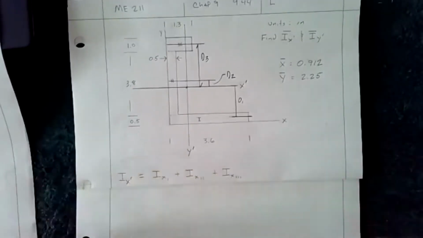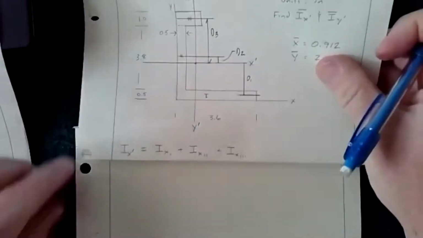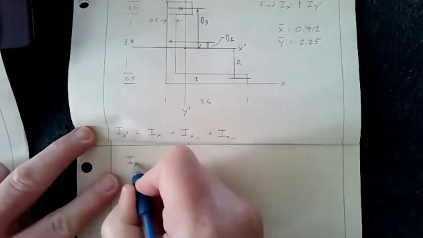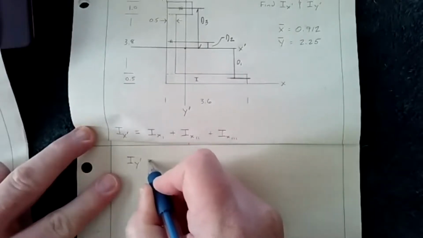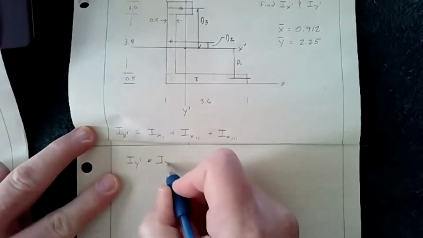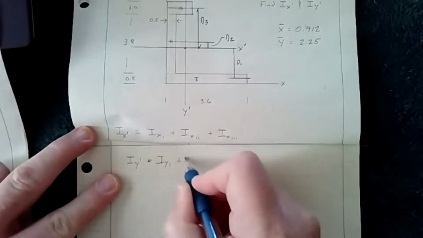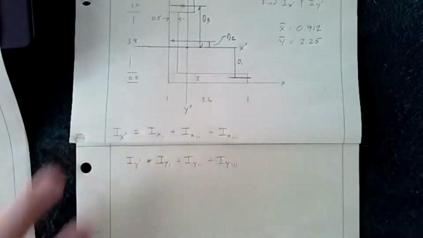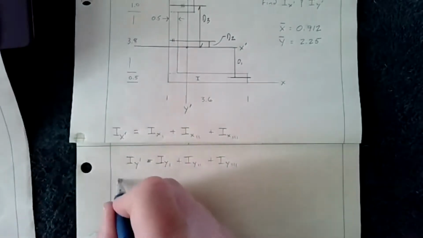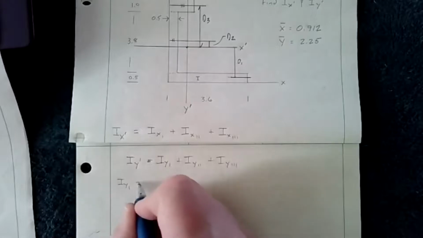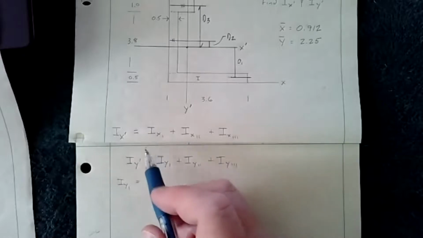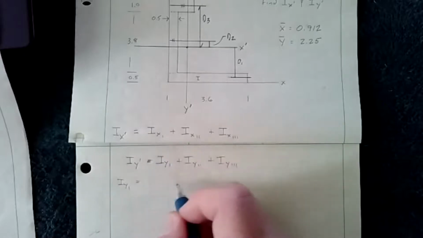So we're going to do the same thing. We're going to carry through. So what we'll have is y prime equals y1 plus y2 plus y3. And then we know that y1 is equal to, it's going to have the same form, y prime plus Ad squared.